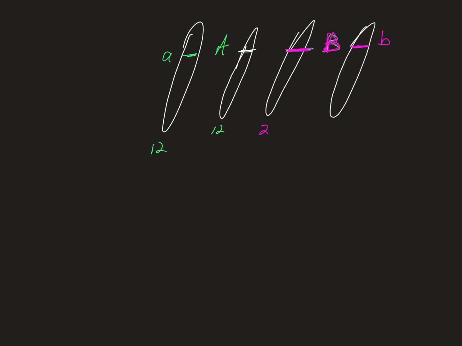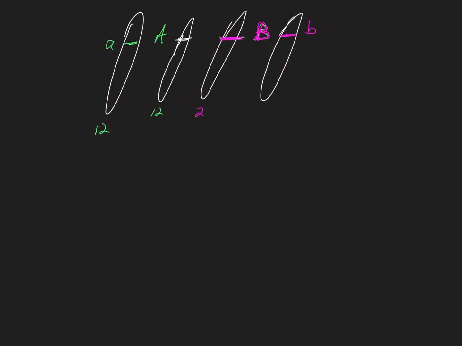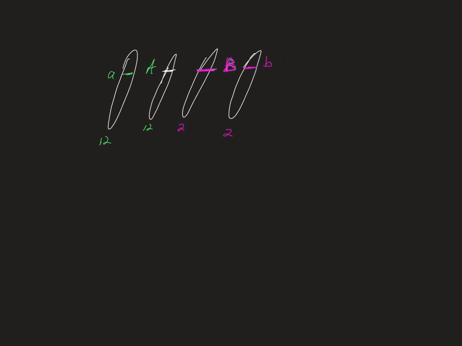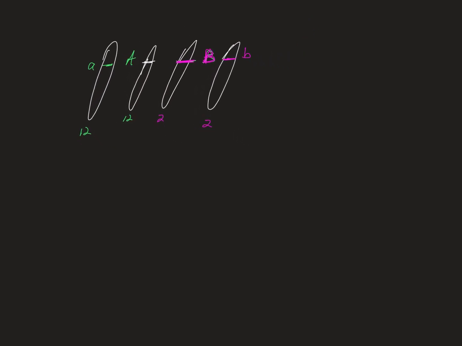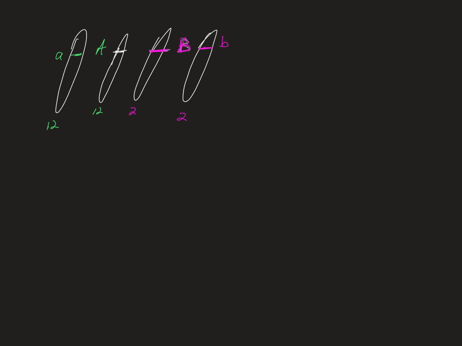So maybe this person has this combination of genes. So how would you write that combination of genes in just letters, rather than having to draw it all out like this? What would you write? What's the genotype of this individual? Could someone look on the board and tell me that? What is the genotype of that individual? You should be able to easily tell me.